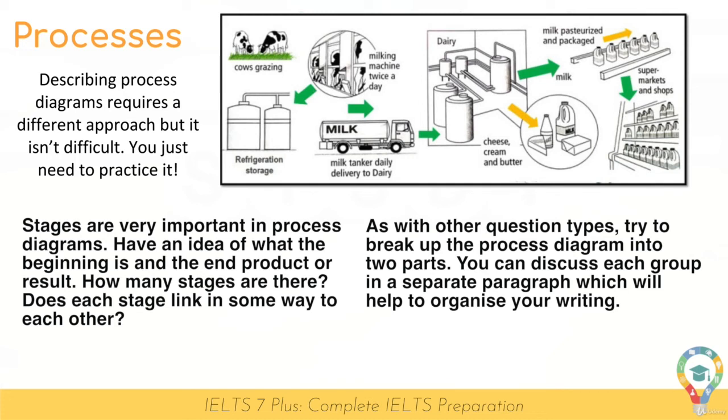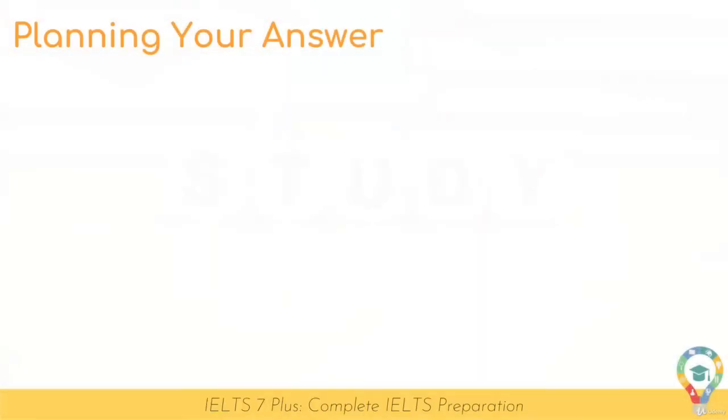And it's also important to try and break up the process diagram into 2 groups. From looking at the process diagram of dairy product production, I would simply split the groups into the first 4 stages and the second 4 stages, and that will help me to organize my writing and structure my answer. We've now looked at how to analyze and identify key information for all 6 question types. But even before we start writing next, we need to think about making a quick plan. So let's discuss that now.